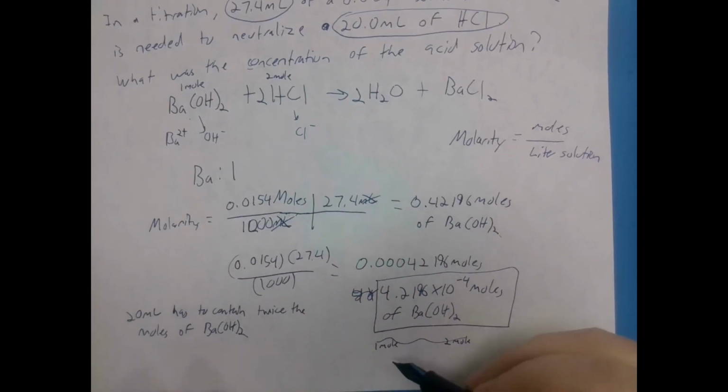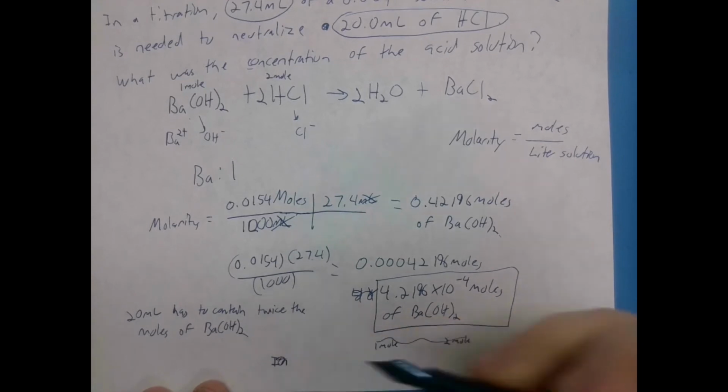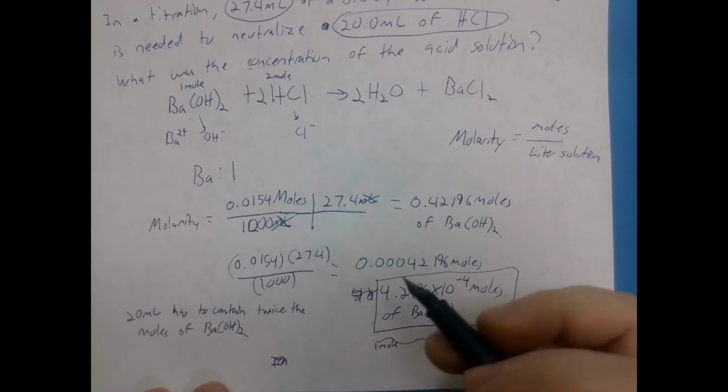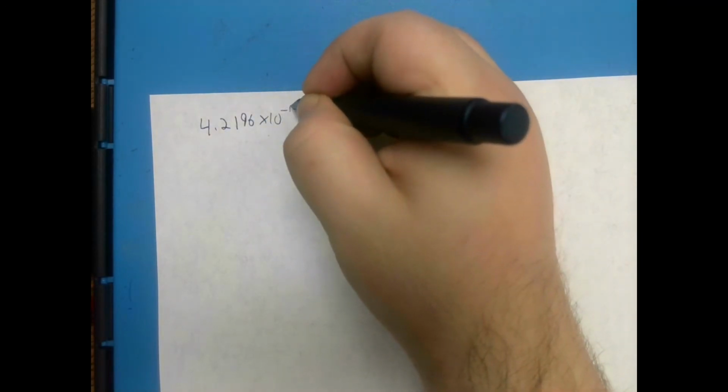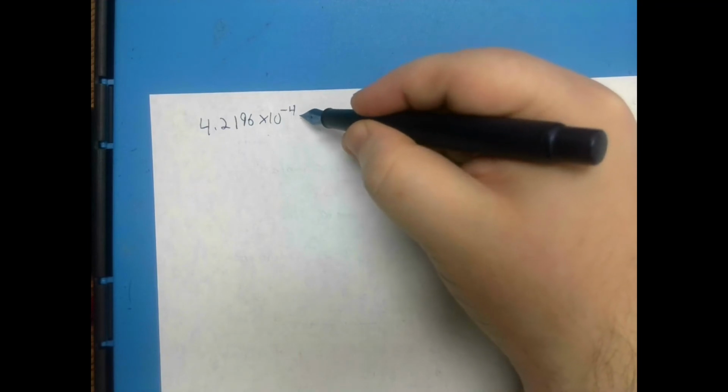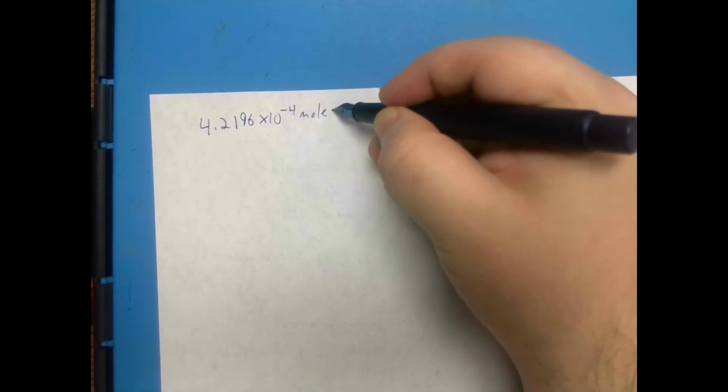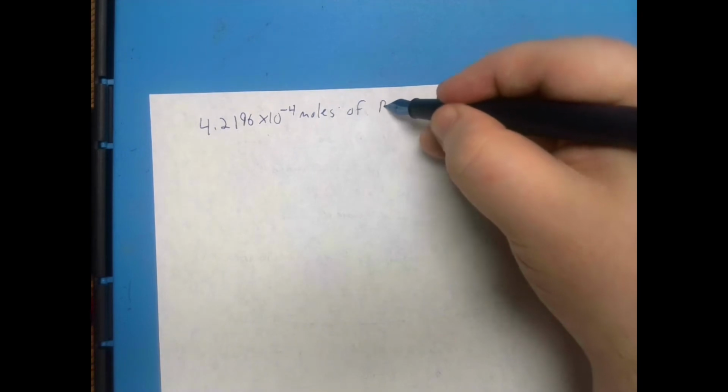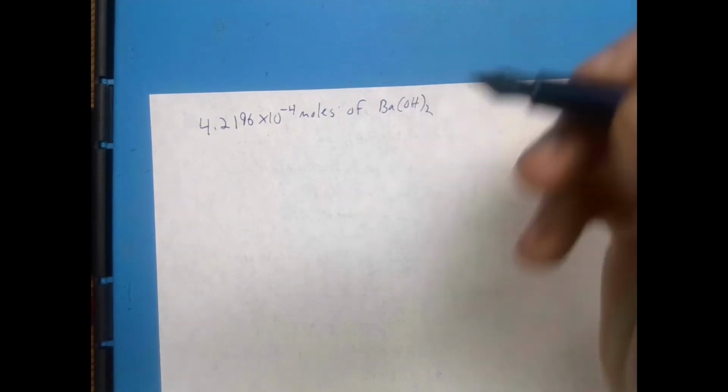So that means in 20 milliliters, we have 4.2196 times 10 to the negative 4 moles of barium hydroxide. And we know that we have twice as many moles to neutralize it, so we just multiply that by 2.